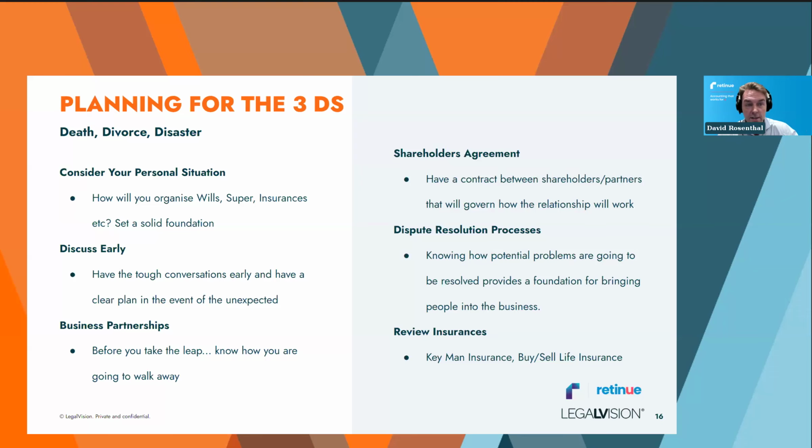First off, consider your personal situation. Have you organized your wills, your super, insurances, set a solid foundation? Speak to your lawyer, speak to solicitors, speak to LegalVision. Get everything sorted so you understand where you are, and your family knows what's going on as well. Especially if you have a blended family, these things can cause a lot of ructions. So you want to make sure that everyone has an understanding of where assets are going to be distributed in the event of your death.